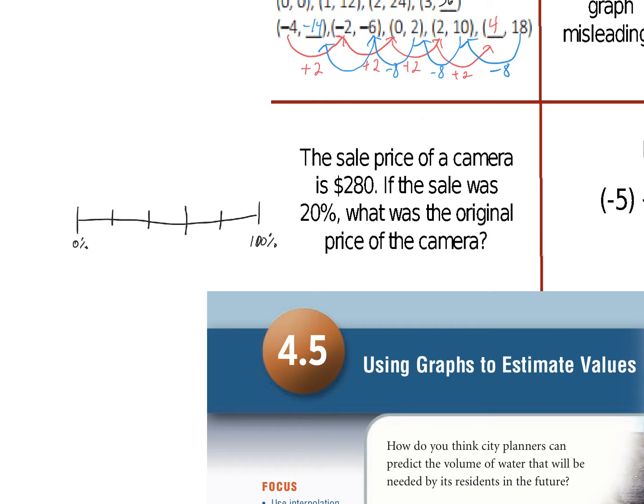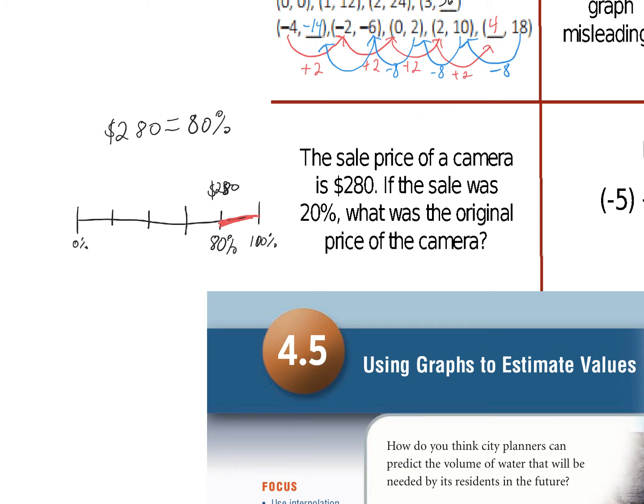So if we say this here is 20% off, because think of it this way, if you have $280, and we know that that is the price when it's 20% off, then that means $280 must be 80% of the real price. So if this is 80% right here, we know that this is $280. So the question becomes, how much is this 20% worth, so that we can find out what the original price was?